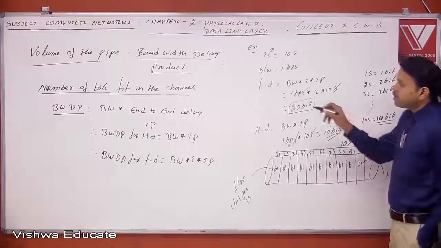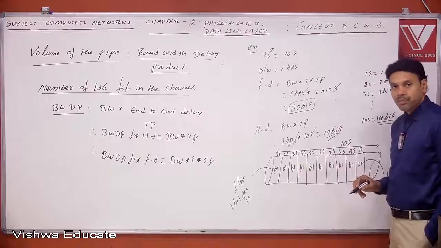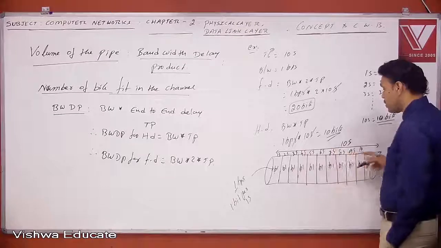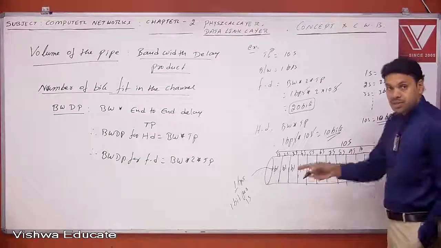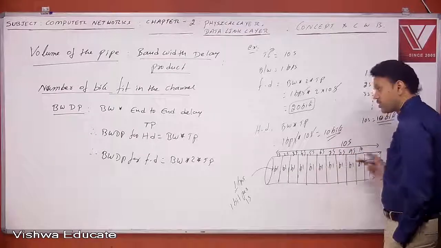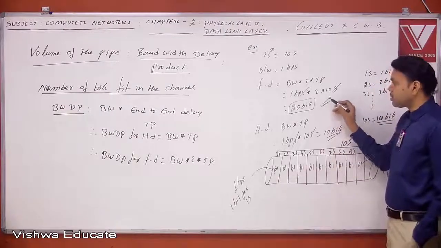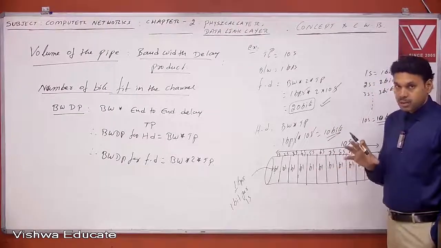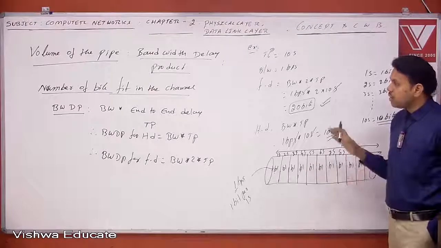This is how I can calculate the volume of the pipe. I am talking only of half duplex. If you want double side insertion of the bits, sender as well as receiver, then the pipe size becomes what? Double. Okay friends, copy this.